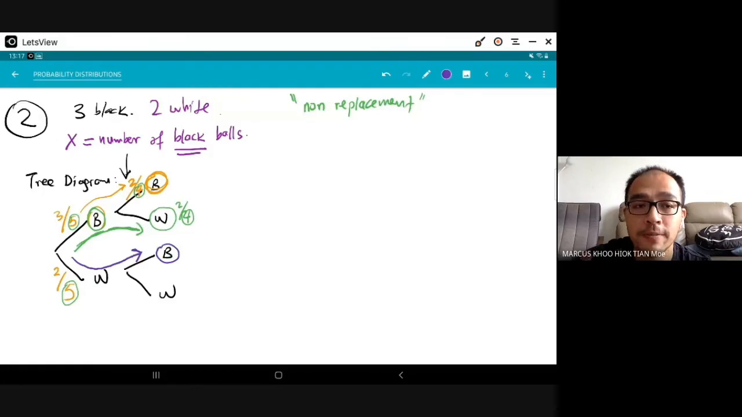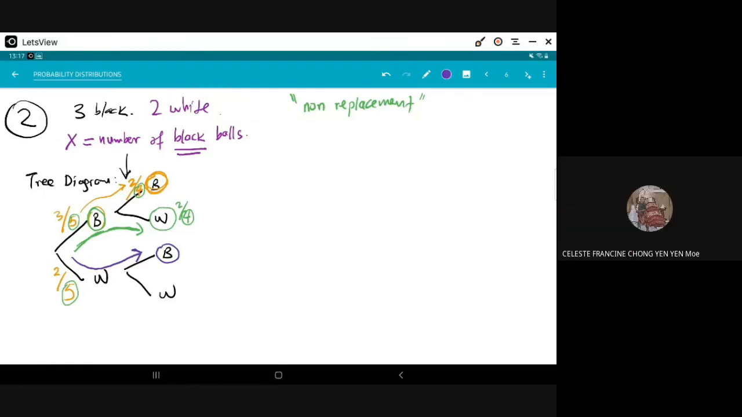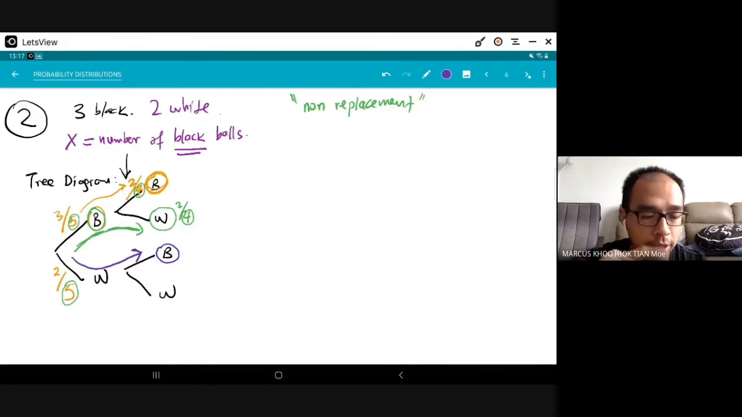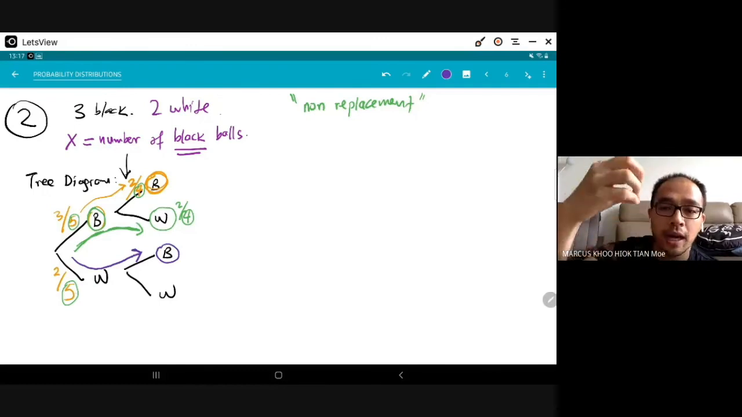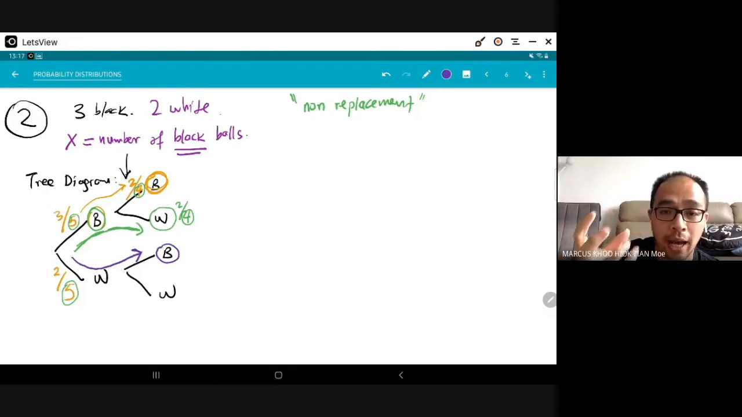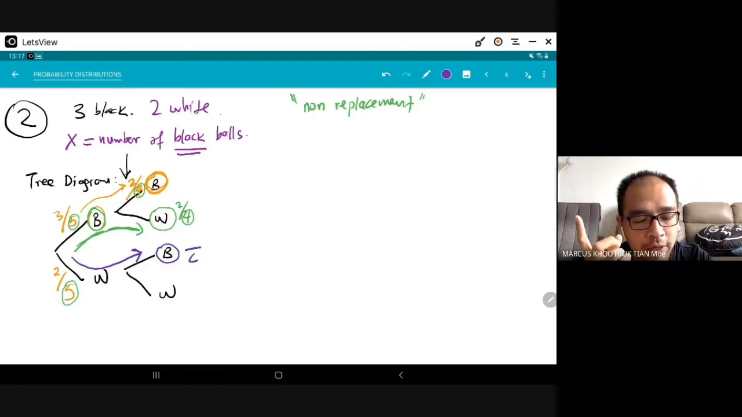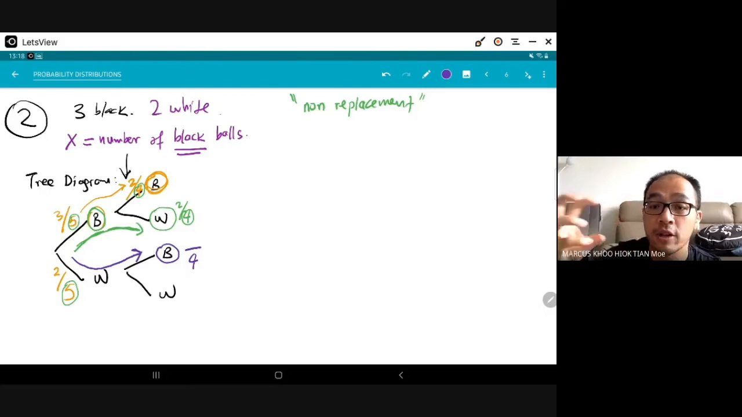Black ball or? Think about it. The first time when I draw out, I got a white ball. And then I put the white ball away. The second time when I draw out, I get a black ball. So far, your over 4 is correct. But think about it. How many black balls are there if I've taken out the white ball at first?